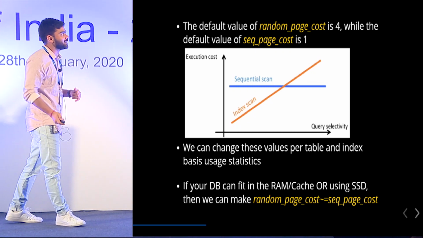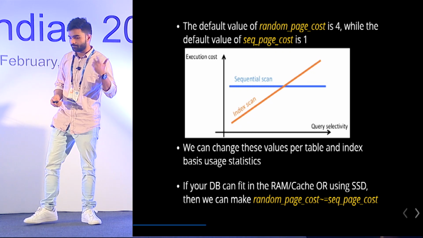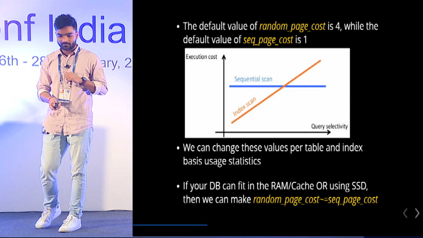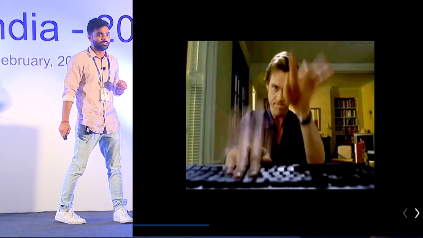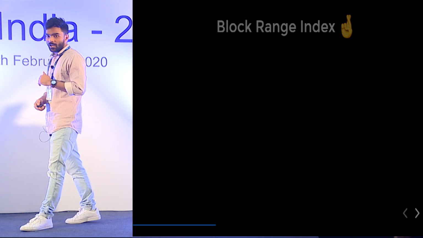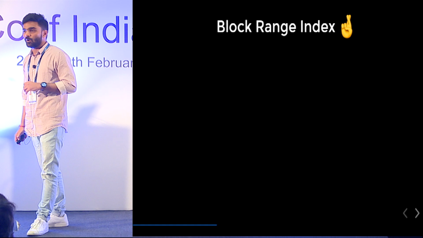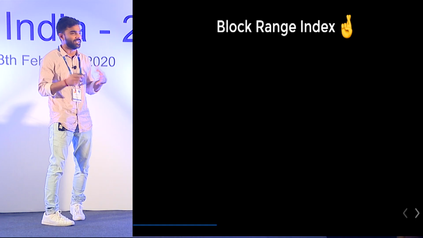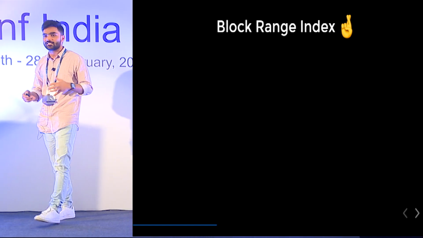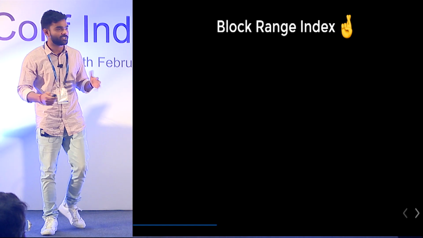So that is the reason our planner was doing a sequence scan. So we went again back to research mode. What can we do next? We came across this term called block range index. It is being marketed as an index for big data or big tables. So we just looked at what block range index is about, what this fuss is about.